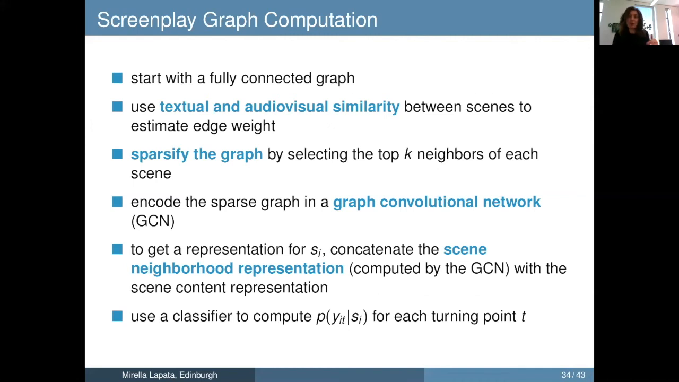And once we do that, we will encode this sparse graph in a graph convolutional network. And so we have this encoding of the graph, and to get a representation for a scene, I will concatenate the scene neighborhood representation, which will be computed by the graph convolutional network, with a scene content representation. And by that, I mean the BiLSTM we've seen before. And then we use a classifier to spit out the probability of having a turning point given the scene.